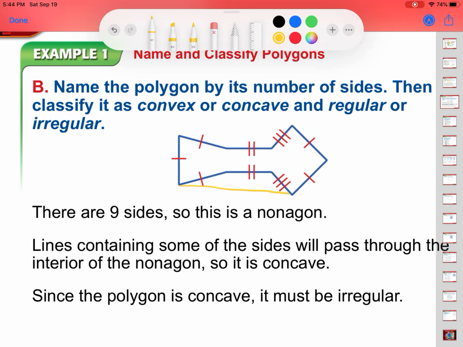So it's concave. Once again, different side lengths, different angle measures. So it's irregular. So we would say it's an irregular, concave nonagon. Delightful.